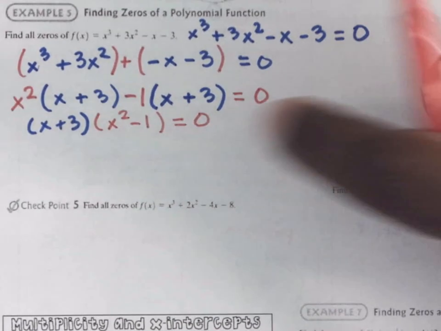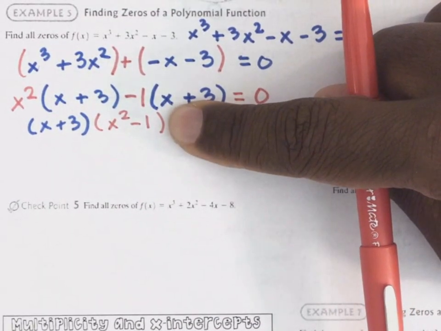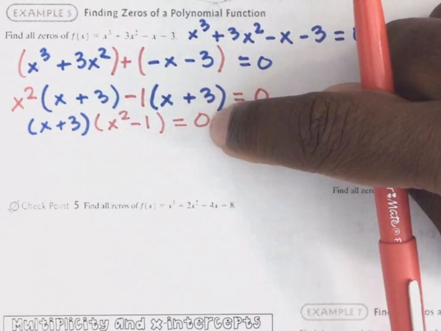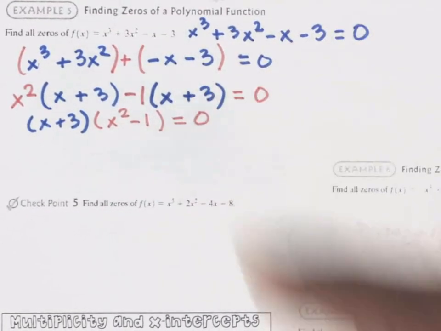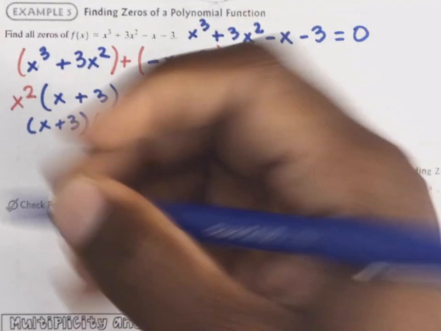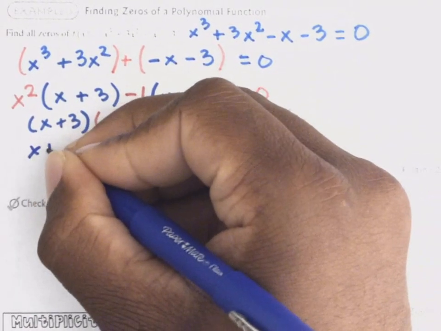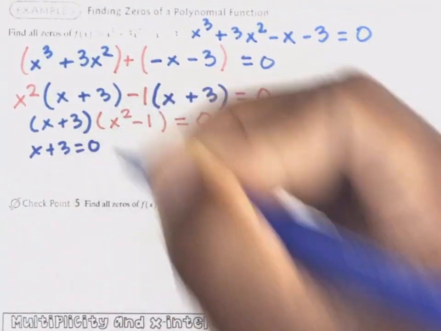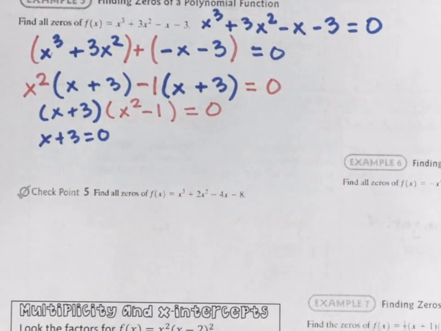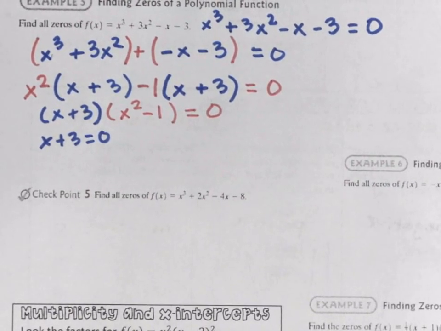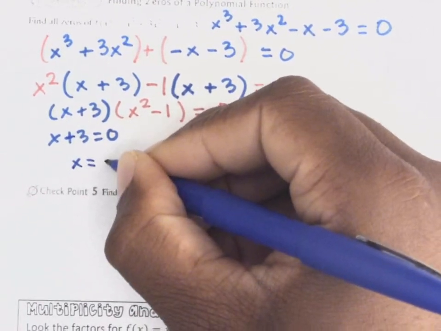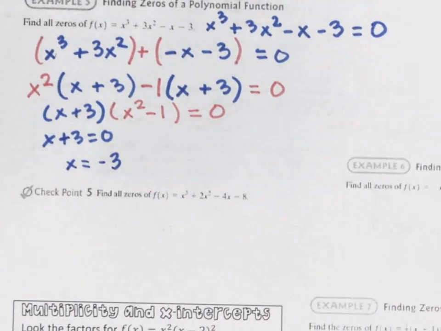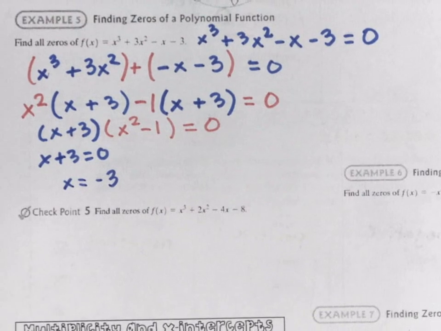All right, so like I said, this is what we did. This is what we spent Monday doing. Only difference now, I go one step further and I actually solve it. So I take each factor and I set it equal to 0 to solve it. So here I got x plus 3 equals 0. To solve it, I do what to both sides? And I see that x equals negative 3. That's one of my zeros.